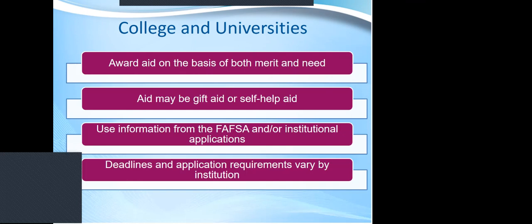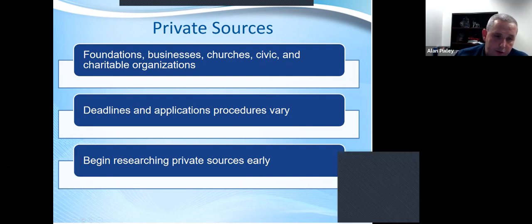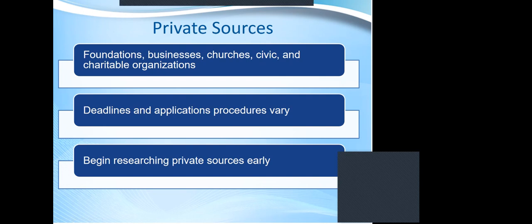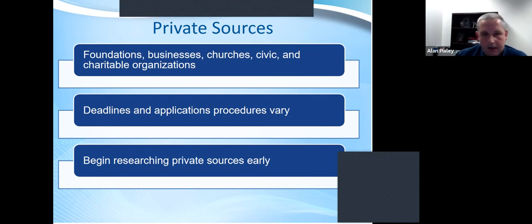And then we'll go to private sources of financial aid. Those could be foundations that raise money specifically to provide scholarships. A lot of universities have their own foundations that help provide scholarship dollars. Businesses, it may be churches or civic organizations, charitable organizations. So think of those as you're looking for opportunities for scholarships. Many of these institutions that are mentioned here may have a scholarship program. And again, the deadlines for applications are going to vary by school.